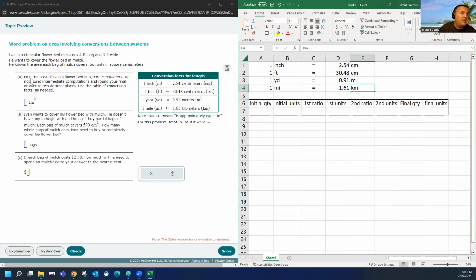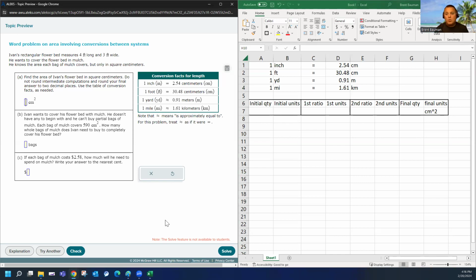So it says find the area of the flower bed in square centimeters. Okay, so my final answer, and they're showing you that as well, is centimeters squared. Okay, so that's my final units. So they show that as the final unit. So take advantage of that. And we don't want to round any intermediate computations. That's fine. We want 2 decimals at the end, and we're going to use the table.